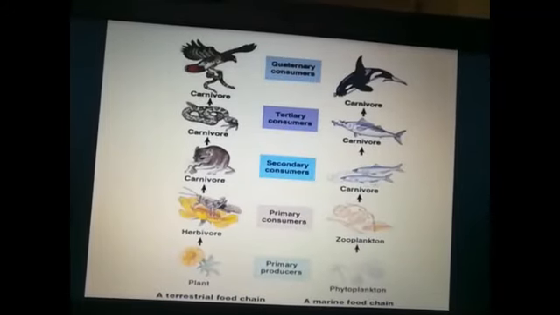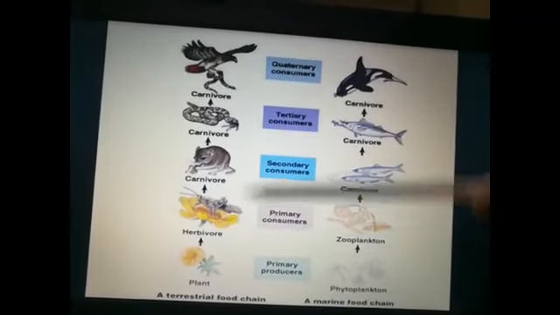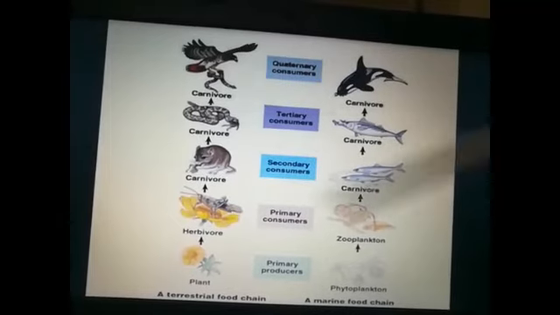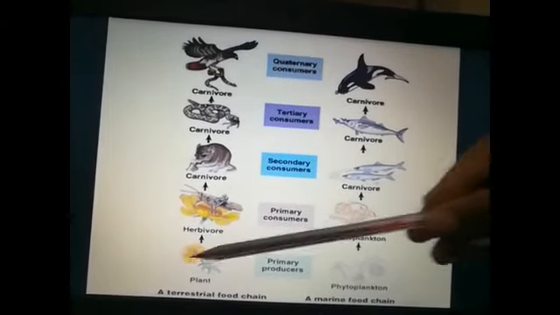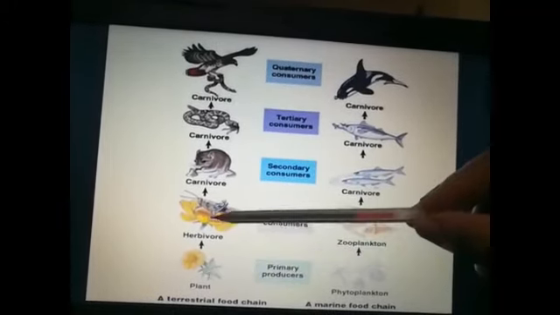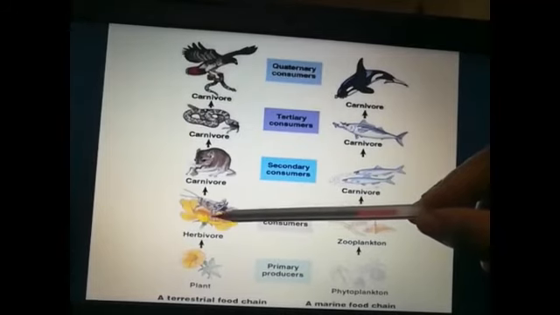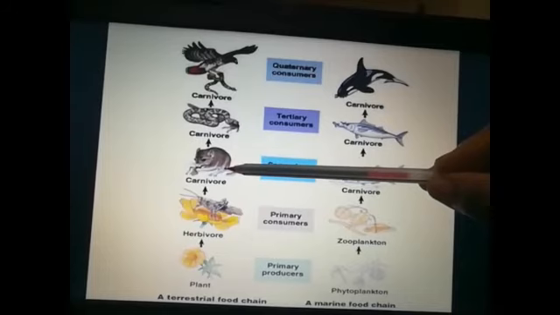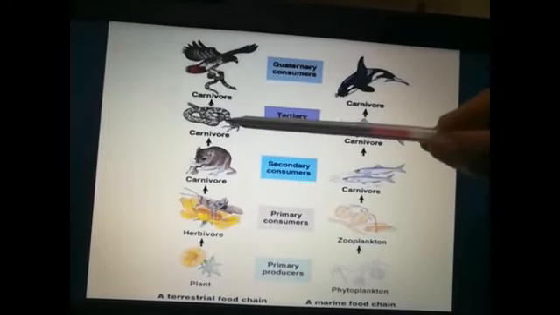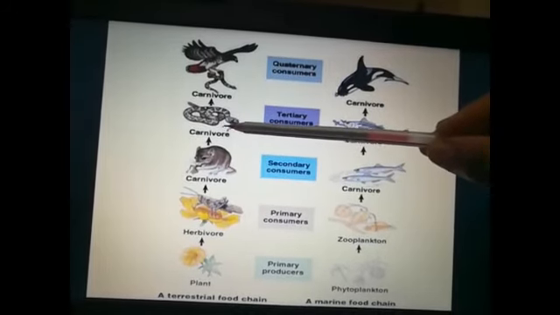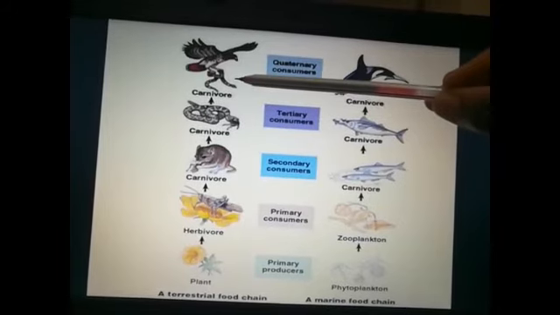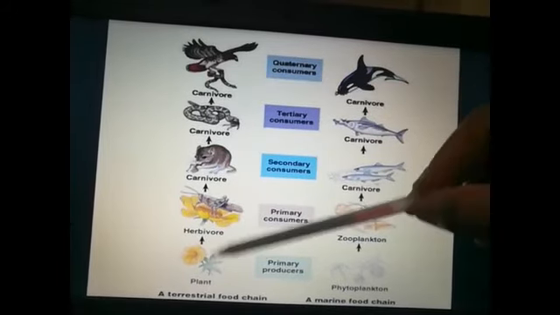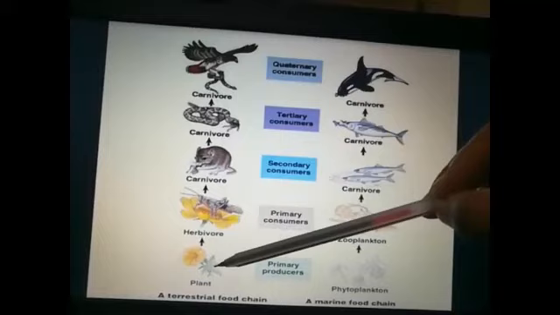There's one more example here of different food chains. This is a terrestrial food chain, and this is an aquatic food chain. In the terrestrial one, a plant is consumed by a herbivore, which is a primary consumer. It is then taken by a carnivore, a secondary consumer, taken by another carnivore, a tertiary consumer, and again taken by a carnivore, a quaternary consumer. So here you can see 5 trophic levels.